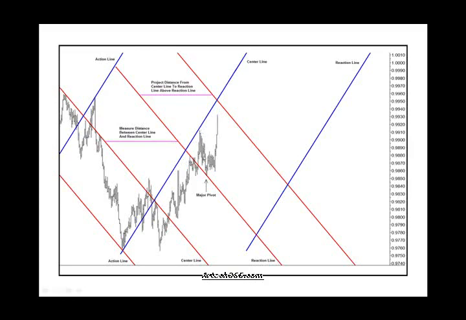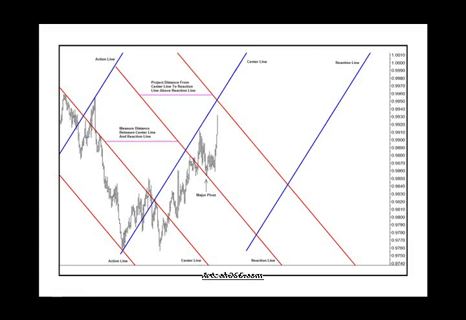You can see it being probed. You can see down here, as we came past R1, test, test, test, come back, blow through. Now it comes back. It's a beautiful switchback. And I probably should have drawn a multi-pivot line right across here, huh? You could have gotten long here.